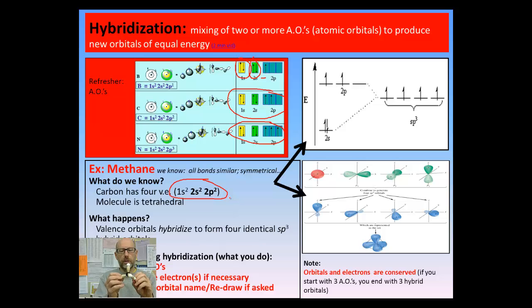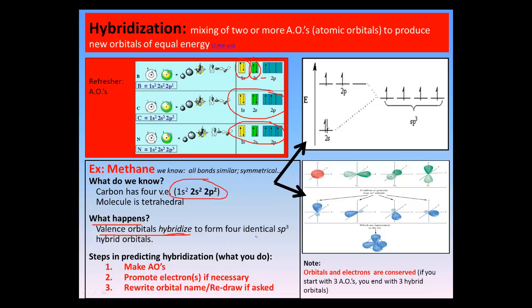We also know the molecule is tetrahedral, right? So it has 4 sides, 1, 2, 3, 4 sides. And the bond angles are 109.5 degrees or so, and its geometry and its shape are the same because they're all shared pairs of electrons. So what happens during hybridization? Right here it says valence orbitals hybridize to form 4 identical sp3 hybrid orbitals.